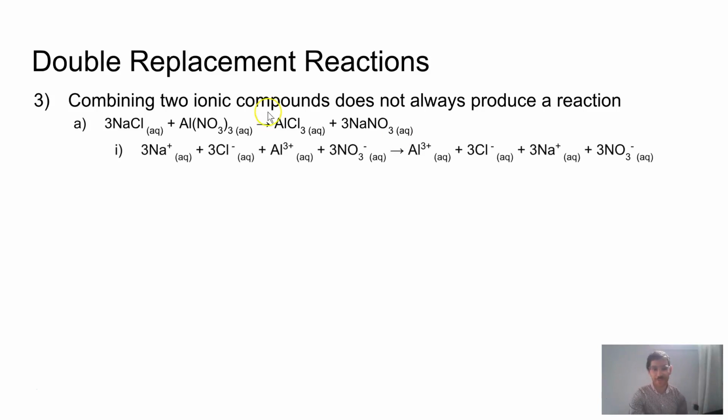Well, I can break all of these into their individual ions. On our reactant side, we're going to have 3 sodium ions, 3 chlorine ions, 1 aluminum ion, and 3 nitrate ions. Well, on the product side, since these are both aqueous, we have the exact same thing, just written in a different order. We still have 1 aluminum ion, we still have 3 chlorine ions, we still have 3 sodium ions, we still have 3 nitrate ions.